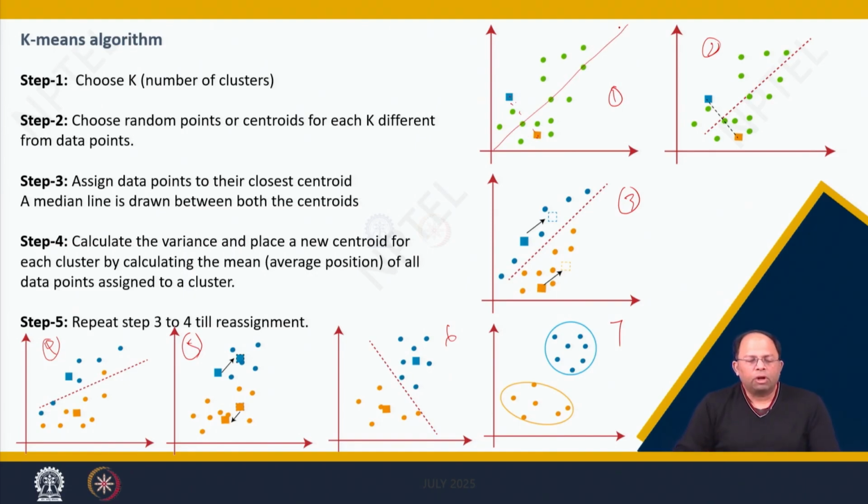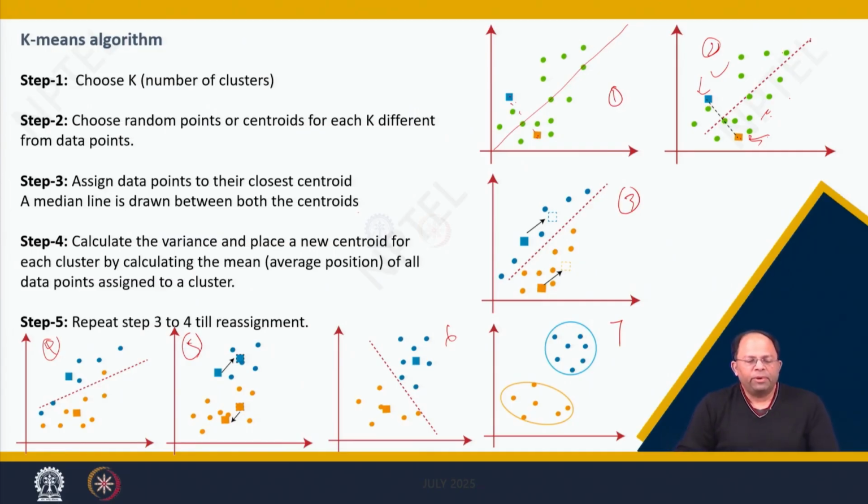So when we do that, automatically we can assign data points to the closest centroid, and that can only be done by a median line drawn between both the centroids. We can do that by taking a perpendicular bisector, right. So this is the median line between the 2 centroids, and anything which falls on this side belongs to this centroid, and anything which falls on this side belongs to this centroid, right? So we can say that these points are nearer to this centroid and these points are definitely near to this centroid, obviously, because it falls on that side of the median line.